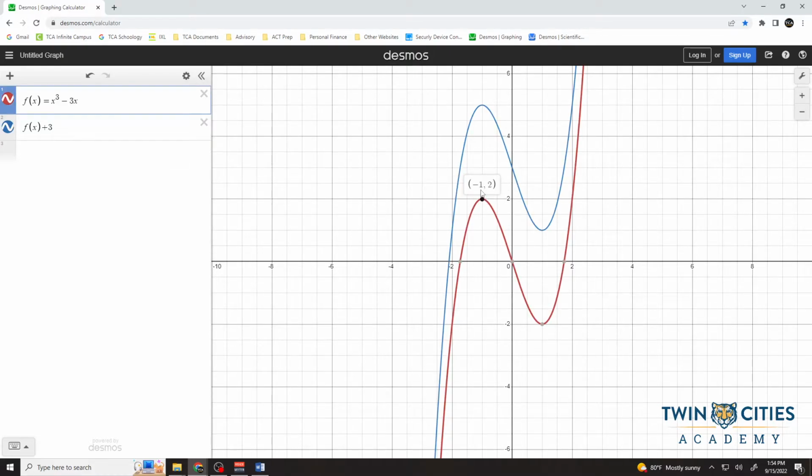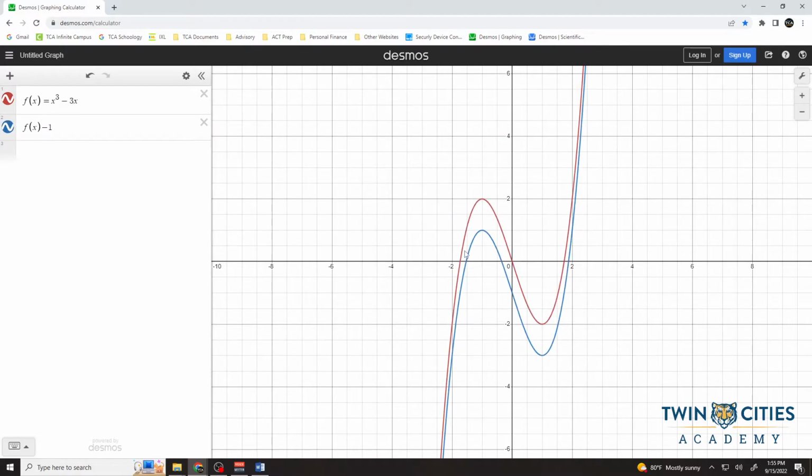So this was at negative 1, 2. If it gets moved up 3 units, it's now at negative 1, 5. This point here was at 1, negative 2, moves up 3 units. It is now at 1, 1. So adding something at the end moves it up. If I subtract, so now let's do minus 1. Now all the points on the red curve here get moved down by 1 unit. So these are vertical translations.